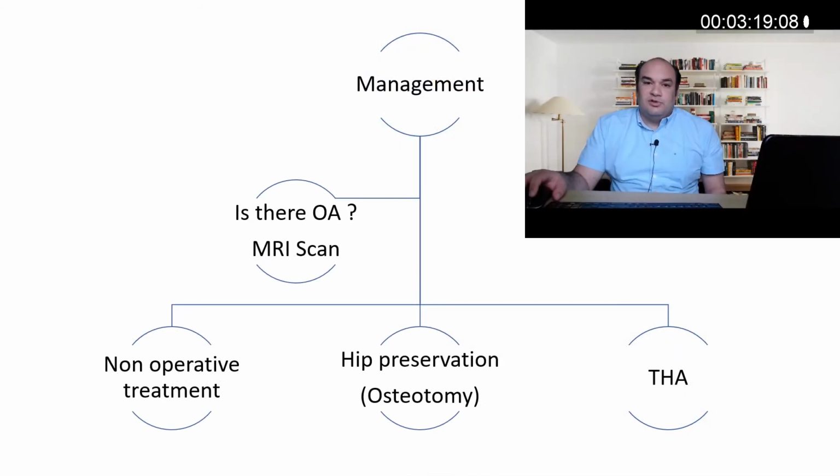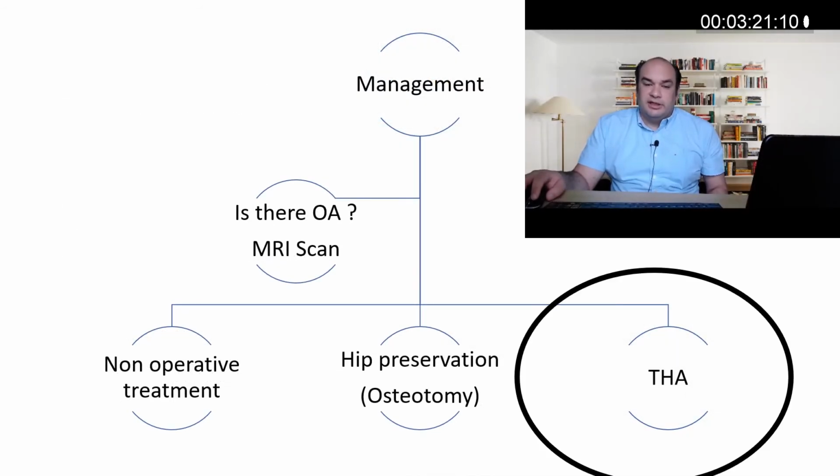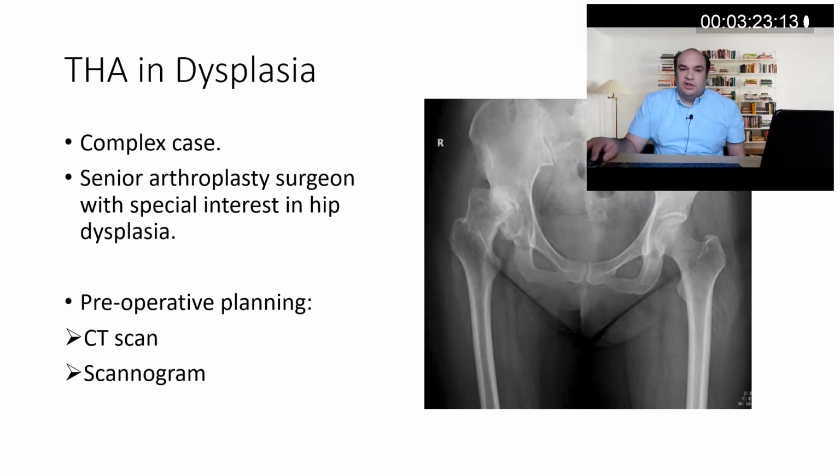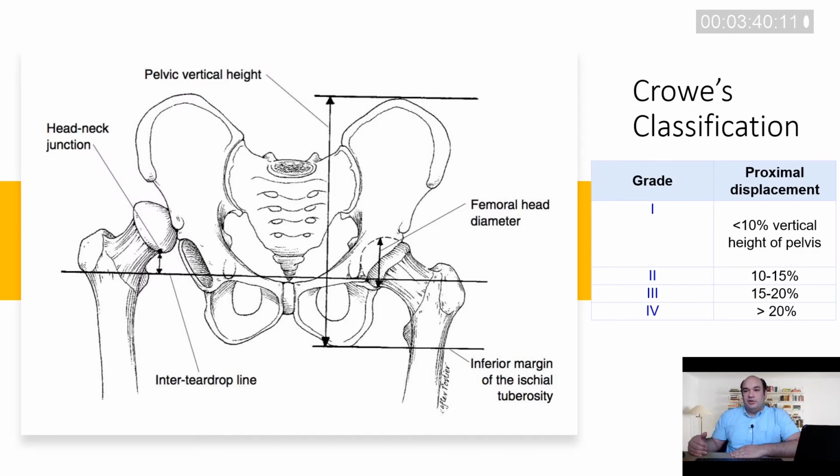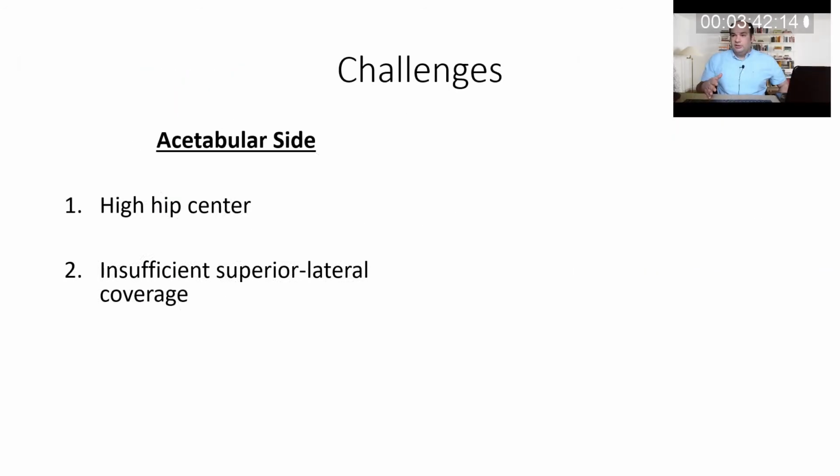So after establishment of arthritis, your treatment would be a total hip replacement. You need to demonstrate that you recognize the complexity of the situation. You need to refer this to a senior arthroplasty surgeon who has a special interest in these cases. You need to be aware of the various classifications. That includes the Hartofilakidis classification and the Crowe classification, which you would need to mention, and the challenges that you will face.